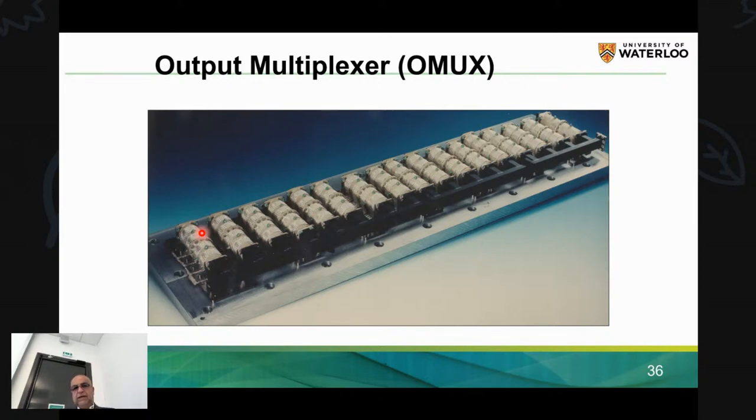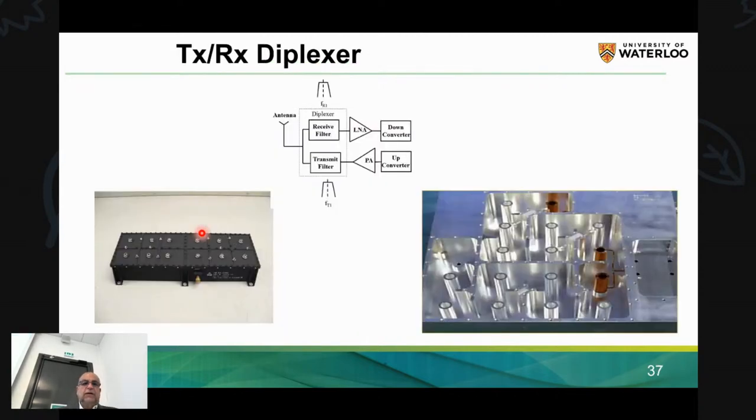Output multiplexers, this is what you can see here. We use dual mode for the size and also for low loss. A duplexer is a special case of a multiplexer. As I mentioned, it's used a lot in wireless base stations. Here is a duplexer. This is one channel and another channel here. For the receive side and the transmit side, you need a duplexer. A duplexer is used in a wide range of applications.